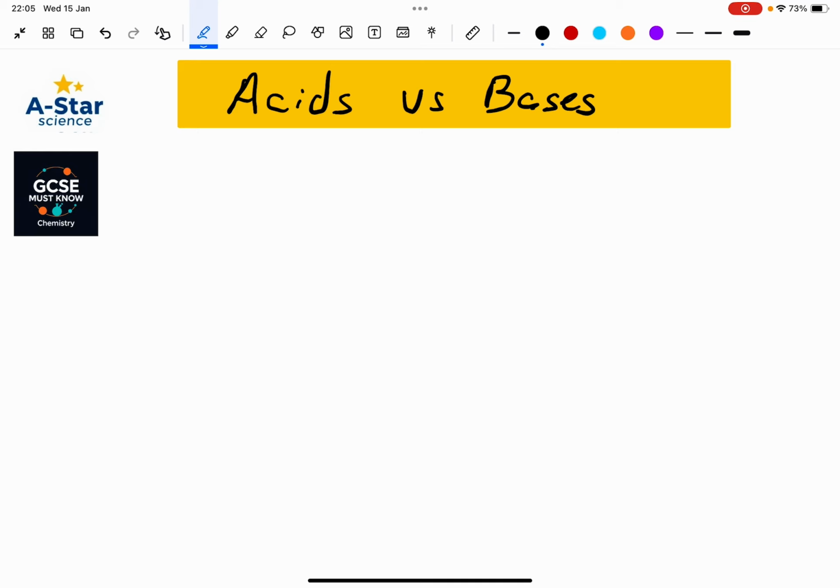Today we're going to look at acids versus bases, another important topic, something that always comes up on the exams. So let's first look at what acids are versus bases. What are their properties? So we can do a quick little table. If we put acids on one side and we put bases on another.